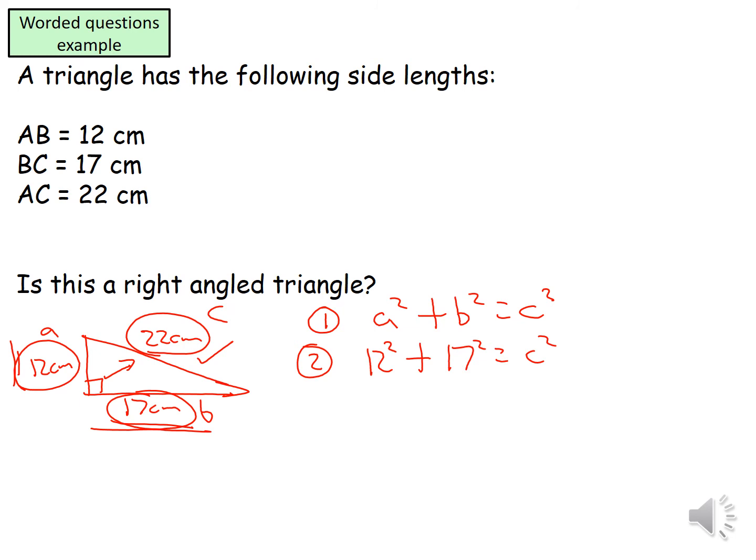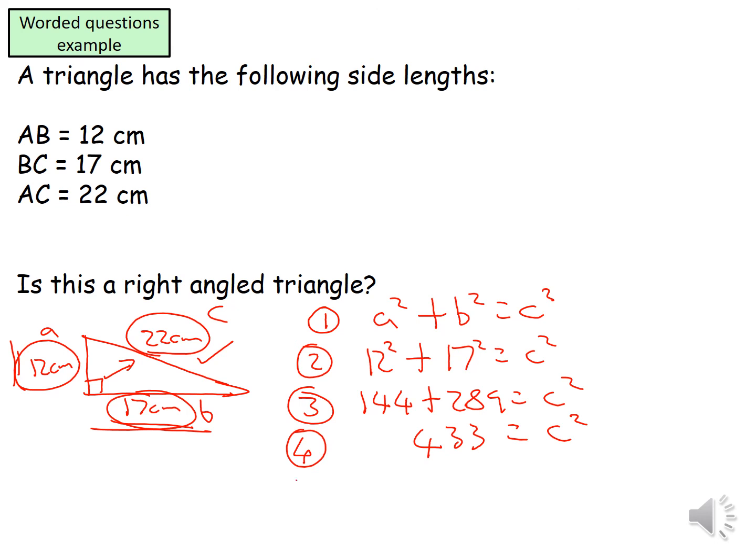The next thing what we need to do is to carry out the calculations. So I know that 12 squared is 144. And I will add that to what 17 squared is, which is 289. And that must equal C squared. That means that 144 add 289, which is 433, must be equal to C squared. And therefore, to find out C, I will need to square root the 433.